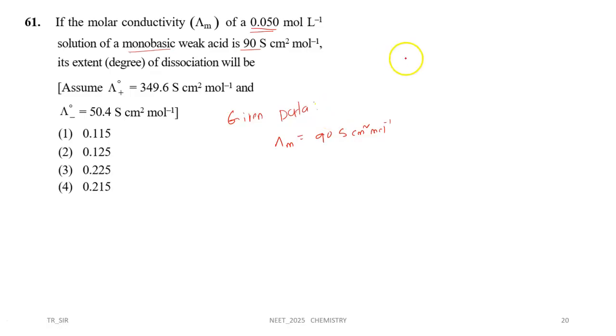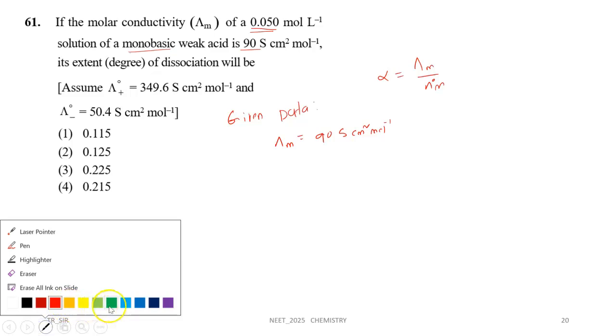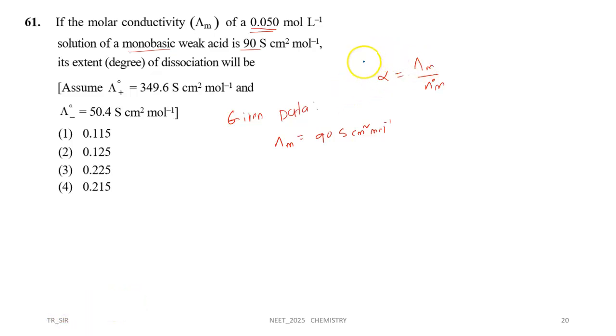Now what they're asking is the degree of dissociation, that is alpha is equal to lambda m by lambda naught m. This is the most important formula. Students will definitely ignore this one because they think the question will not be that easy, but that is what the NTA will ask. We have lambda m given. Lambda naught m is also given, but indirectly.